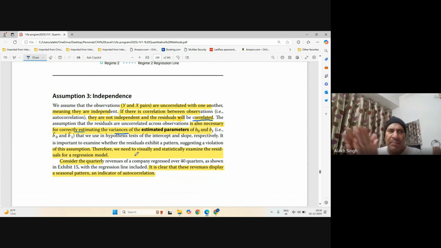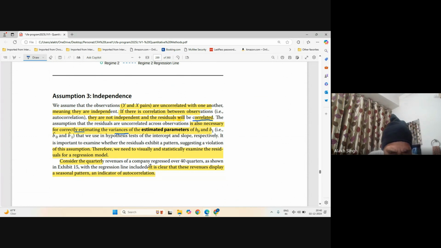Okay, so what will happen if variance is biased? Our Z test and T test will fail, because t is equal to beta i divided by the standard error of beta i. Since the variance is biased, our t-test will not be reliable, meaning we may make type 1 or type 2 errors in decision making. So that's why the independence of error terms or the pairs of x and y needs to be there.